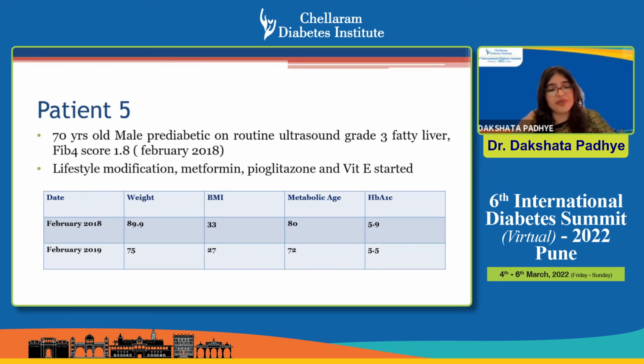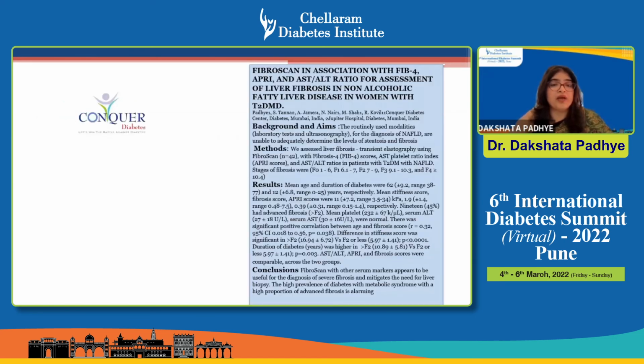There was a weight reduction over the period of a year of 10 to 14 kgs. BMI dropped from 33 to 27. Metabolic age dropped from 80 to 72, which actually matched his biological age. And A1C dropped from 5.9 to 5.5. So just by looking at the FIB-4 score, this patient, when warned of further liver consequences, took the right measures and everything reversed back. We are using FibroScan for patients whose FIB-4 score is on the higher side.